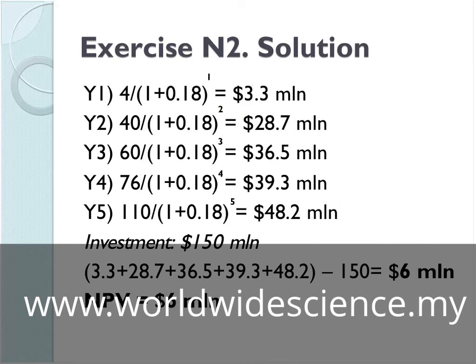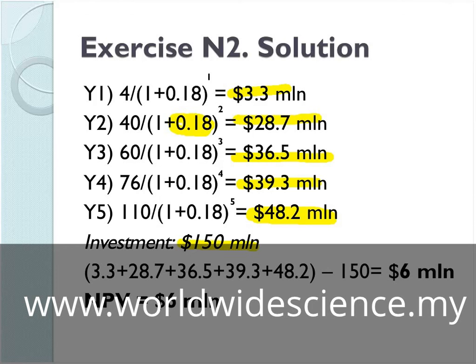Let's see the calculation. For the first year, the present value is 3.3 million. For the second year after calculation it is 28.7 million. You see, I have changed 0.18. That means 18%. For year 3, we have 36.5 million. For the fourth year, the present value is 39.3 million. I just round it. Of course, you can do the calculation in details, but you can round it also. The fifth year is present value 42.2 million. This is the present value of the future cash flow. Okay. Investment capital is 150.